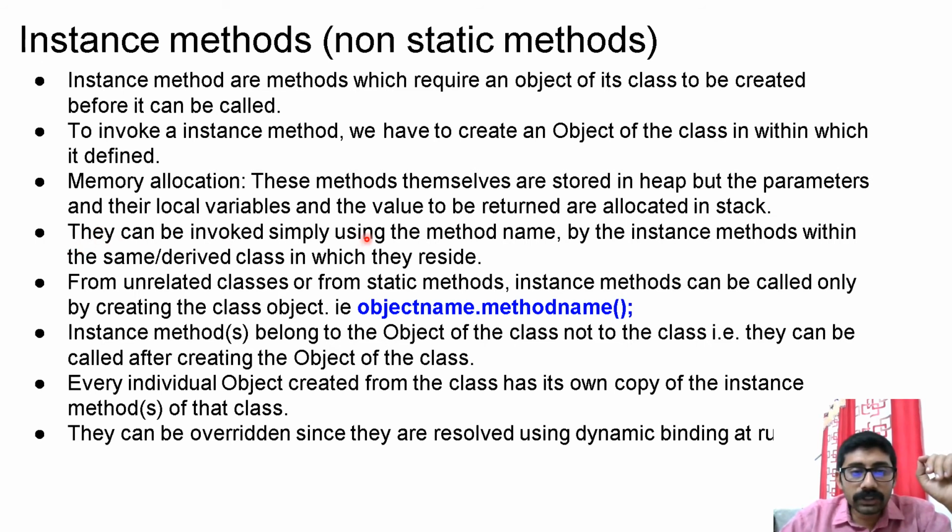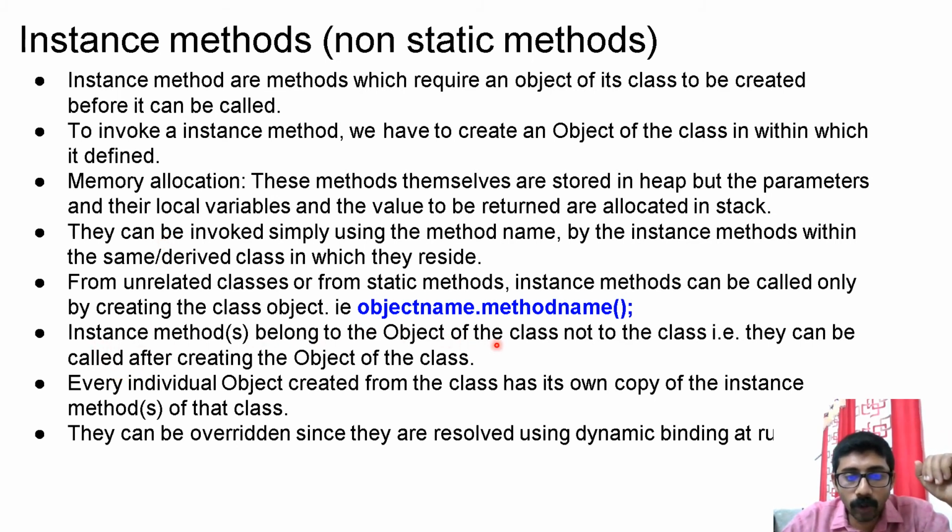They can be invoked simply using the method name within the same or derived class in which they reside. So an instance method can invoke another instance method present in the same class, or an inherited one, with just the method name. No need to use any object name because both are present in the same class.